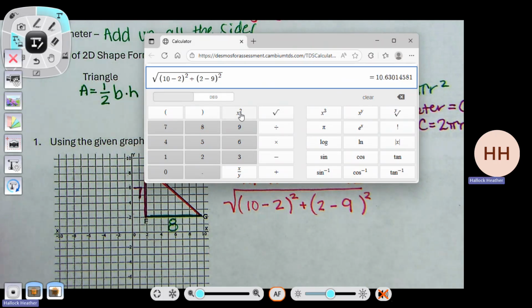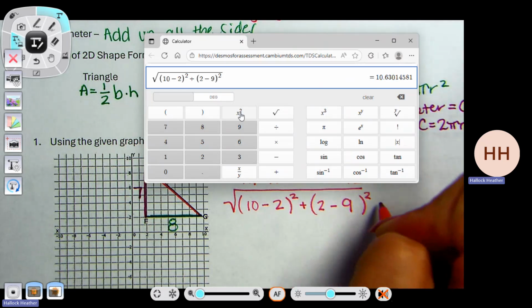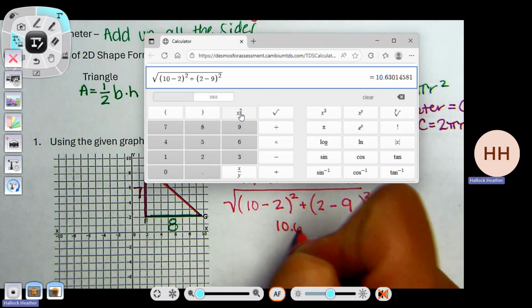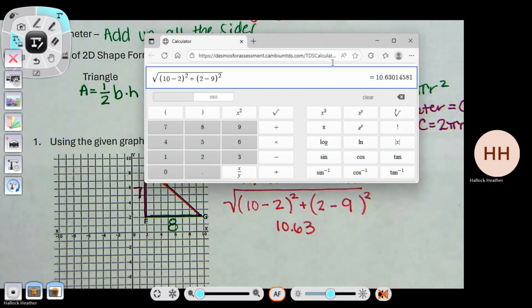Okay, so once you have it typed in, you should get a decimal most of the time. If I'm rounding to the nearest hundredth, we're going to use 2 decimal places. This would be 10.63. So 10.63. I'm going to put it on my picture.